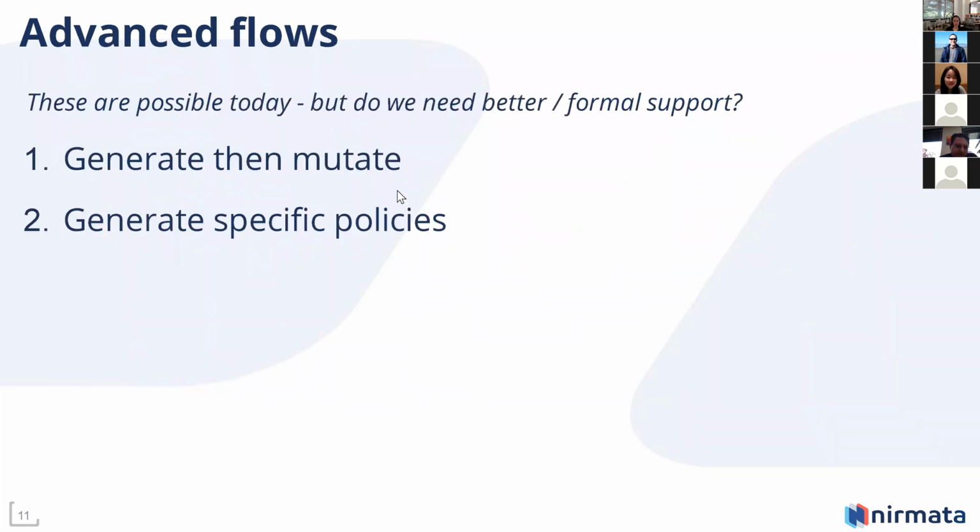Some more advanced flows we're thinking about, and would love to get feedback and thoughts on: it is possible to generate configs, and then the mutate policies would apply to them, of course, as they go through the admission controller. We would like to see if there are use cases for that, if that needs to be formalized more. Also, it is possible to generate policies for certain namespaces if that's interesting, and there too, we would like to know what exactly the use cases would be.